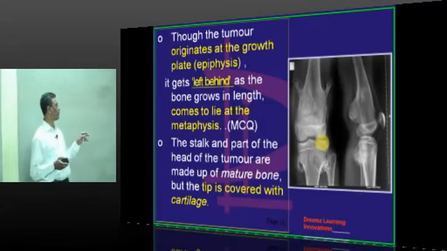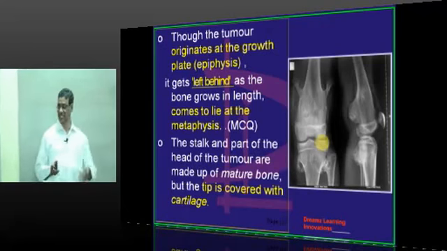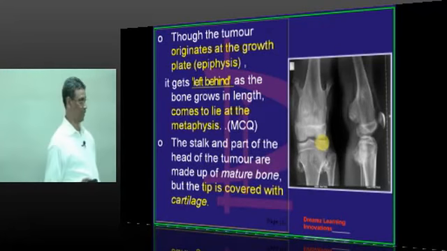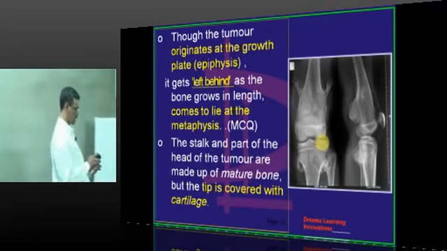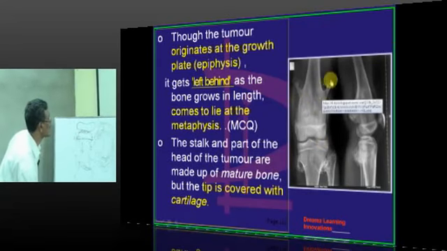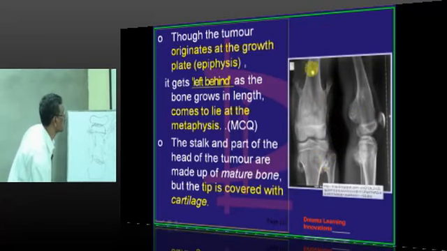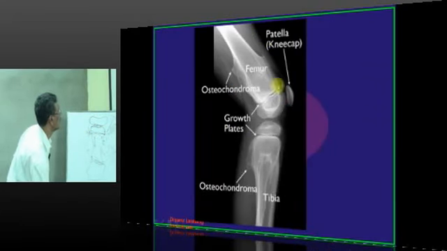The stalk and the main part of the head of the tumor are made up of mature bone, but the tip is covered with cartilage. That is called the stalk. The stalk and the main part are made up of bone, and then there is a cartilaginous cap. That is here.